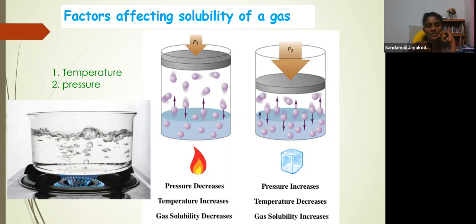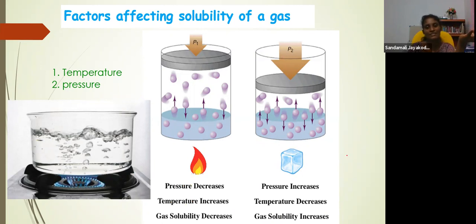What will happen to the solubility of a gas when we increase the pressure? Can you explain? Sydney, Hindi, do you know that? Okay, Sydney, tell me. What will happen to the solubility of that gas when we are increasing the pressure? Can you tell me, Sydney? The solubility of gas increases. Yeah, good. Solubility of gas is increasing.